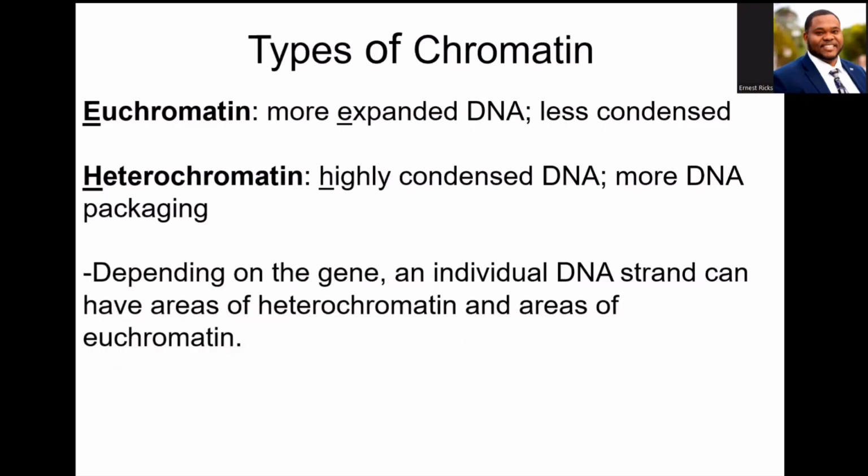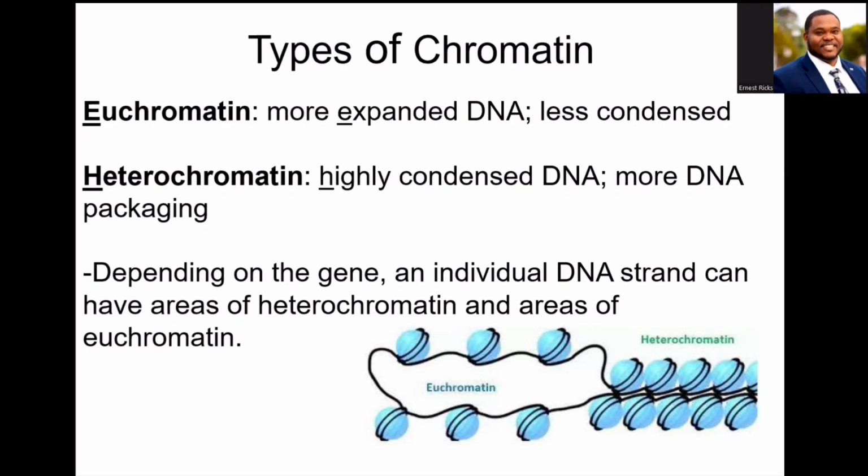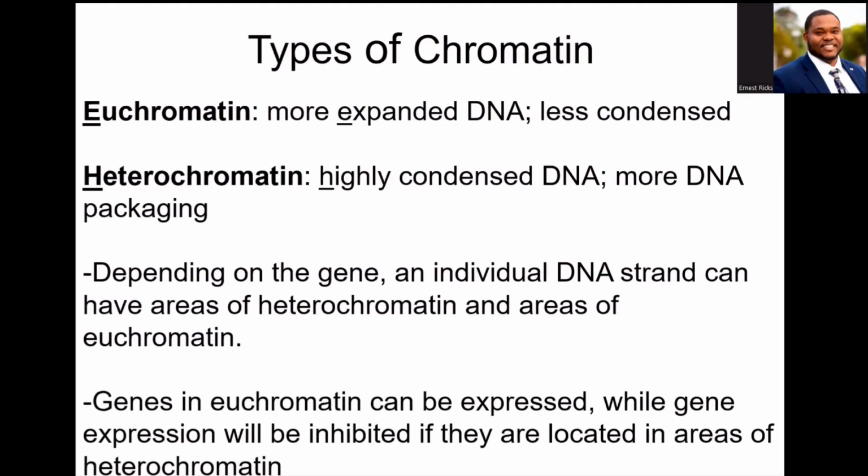So depending on the gene, an individual DNA strand can have areas of heterochromatin and areas of euchromatin. Based on where it is, DNA strands can have some areas where you have more expanded DNA and some areas where you have highly condensed DNA. Genes in euchromatin, where things are more expanded or less condensed, can be expressed. If it's highly condensed, no expression. If it's loose, high expression.